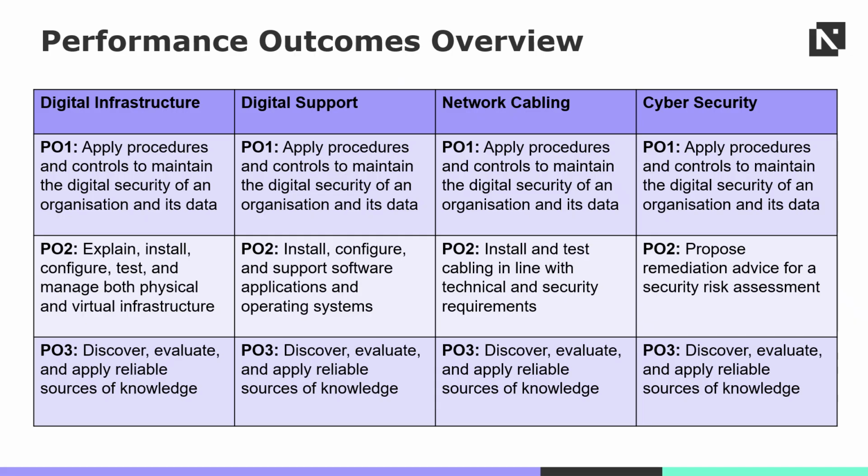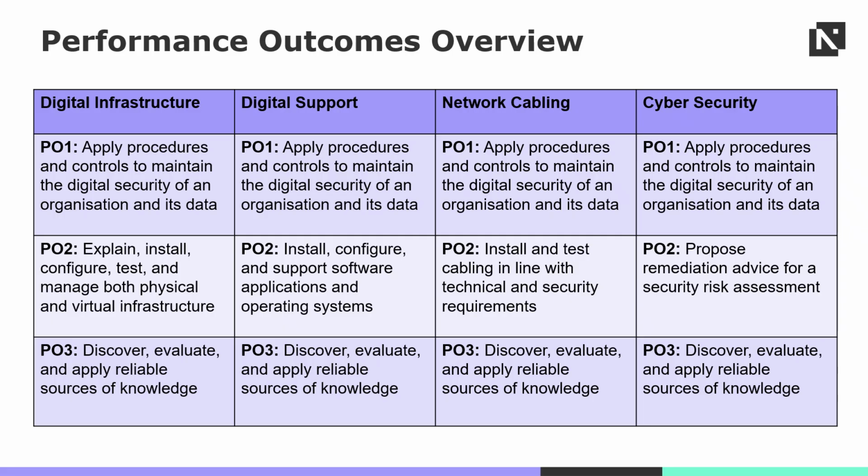This slide gives us an overview of the performance outcomes for the T-level in digital support services. These outcomes are what students are ultimately being assessed against, and they help us keep our teaching focused on the knowledge and skills industry expects. So across all routes, whether students specialise in digital infrastructure, digital support, network cabling or cybersecurity, we can see that performance outcome 1 is consistent. It's about applying procedures and controls to maintain the digital security of an organisation and its data. Security underpins every specialism, so it's a common thread running through the qualification.